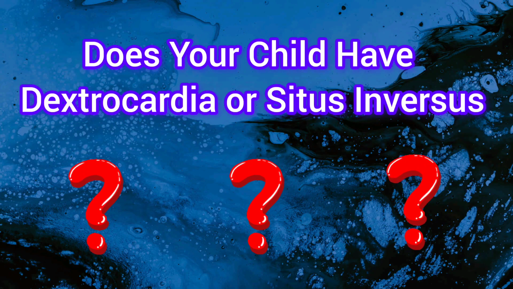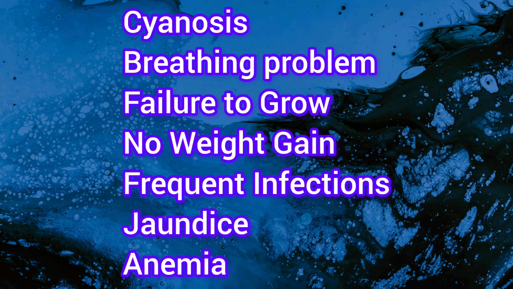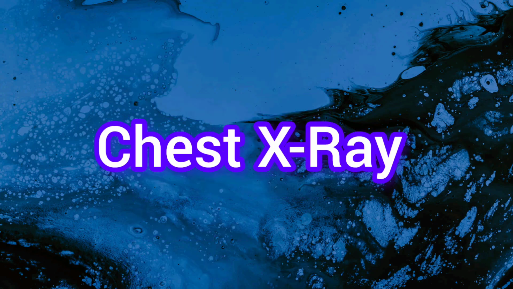So how will you know whether your child has dextrocardia or situs inversus? A child with dextrocardia or situs inversus will show some problems during childhood like cyanosis, breathing problems, failure to grow, no weight gain, frequent infections of the lungs, jaundice, anemia, etc. Such patients are usually diagnosed with a routine chest X-ray done either for routine evaluation of a fever or specifically for lung infections.